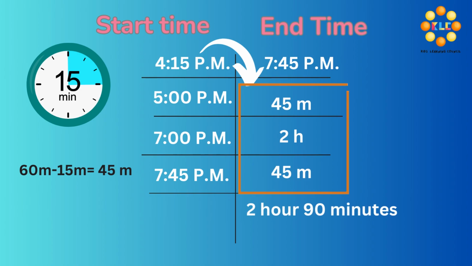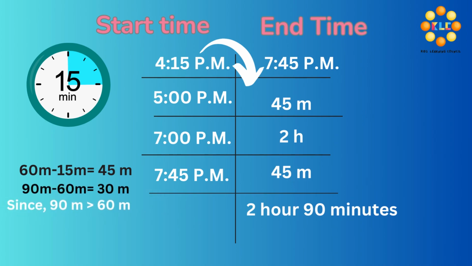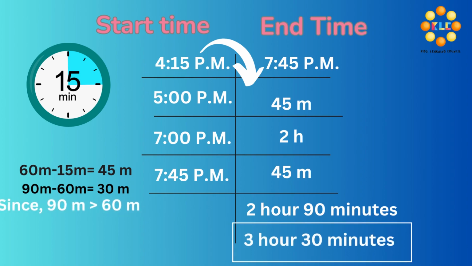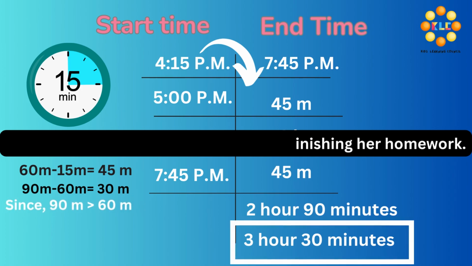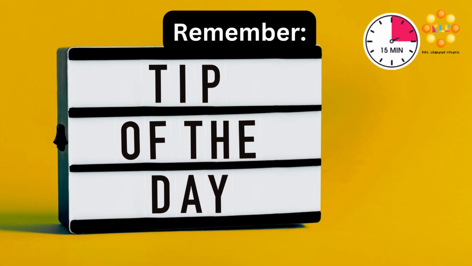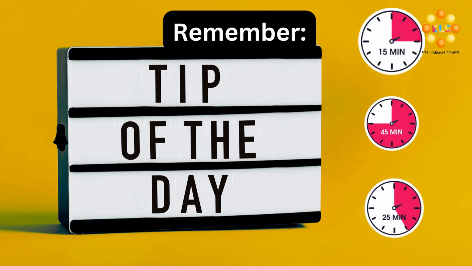As we add up the hours and the minutes on the right side of the T-chart, we get 2 hours and 90 minutes. Since 90 minutes is more than 1 hour, or 60 minutes, we can take 1 hour out of the 90 minutes to add to 2 hours, making it 3 hours altogether, and thus we are left with only 30 minutes by subtracting 60 from 90 minutes. So, Sarah spent 3 hours and 30 minutes finishing her homework. Now, here is a tip to remember: always follow the 60 minutes rule in case you're not given an o'clock time.